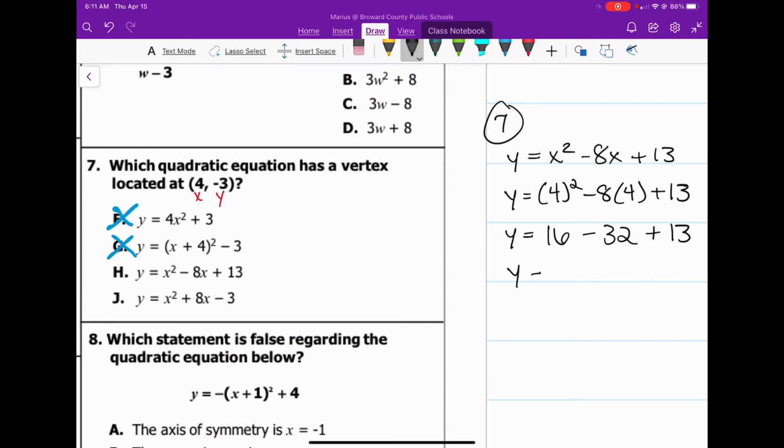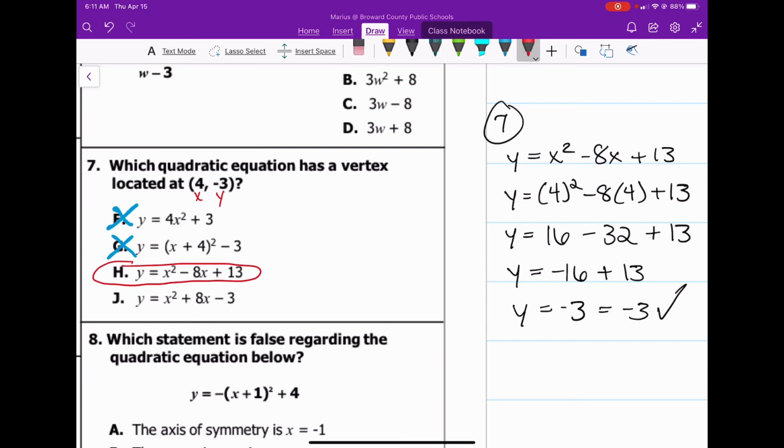16 minus 32 is negative 16. And negative 16 plus 13 is equal to negative 3. So that is equal to negative 3. So this means that H is going to be our answer here.